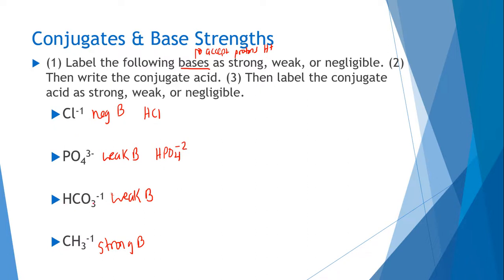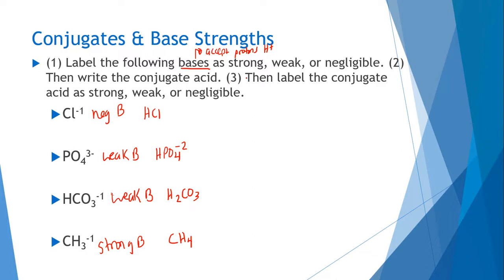If I look at HCO3 negative 1, I'm gaining a hydrogen, but I already have a hydrogen here, so I'm going to write it as H2CO3. I have a negative 1, but I've gained 1, so I have no charge. And then here I have CH3 negative 1. Well, my hydrogen, I originally had 3, but I'm going to gain 1, so that's 4. And since I'm gaining 1, there's no charge up here, so CH4.